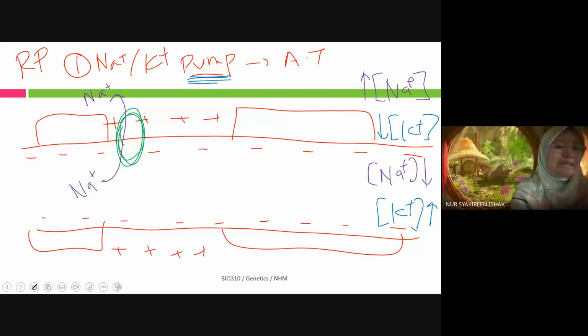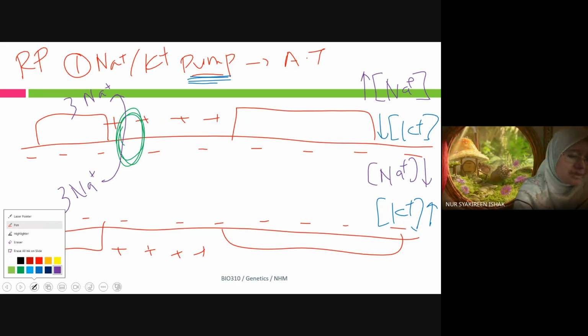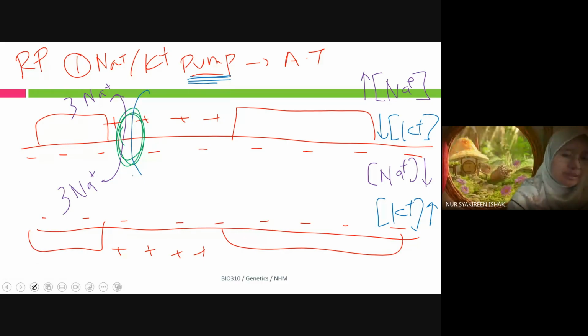How many? 3. For the potassium, you can see that outside, potassium concentration is low, and inside, potassium concentration is high. So the movement will be from outside into the axon, into the cytoplasm. So potassium moves into the cytoplasm, into the axon. How many go in? 2.